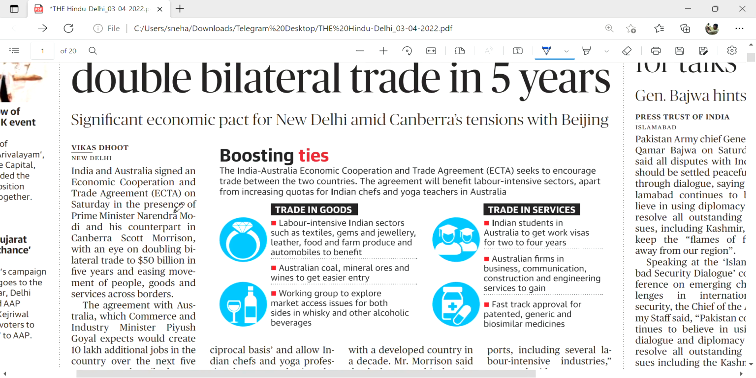The economic cooperation and trade agreement signed by Australia and India: what are the different components they have agreed on? One is labor-intensive Indian sectors such as textiles, gems, jewelry, leather, food, farm products and automobiles, which will benefit. That is one trade relationship between these two countries. Then Australian coal, minerals, oats and wines will get easier entry into India.